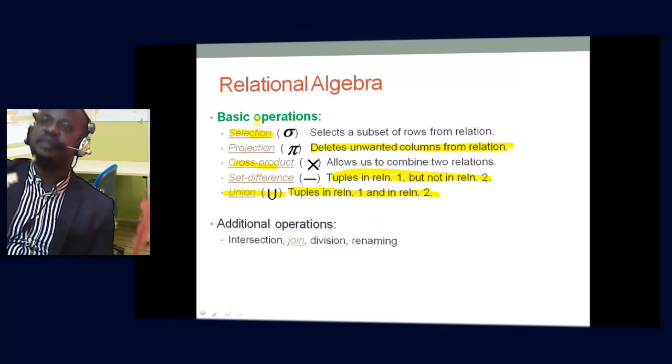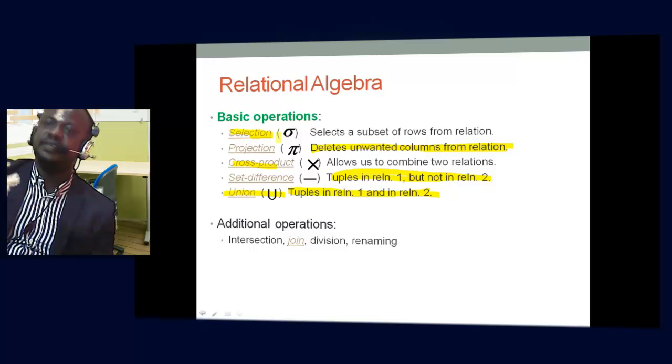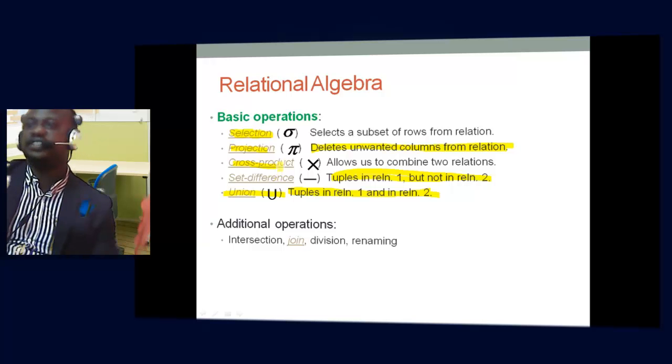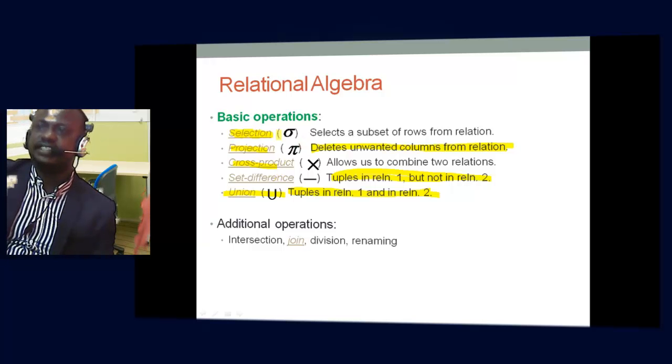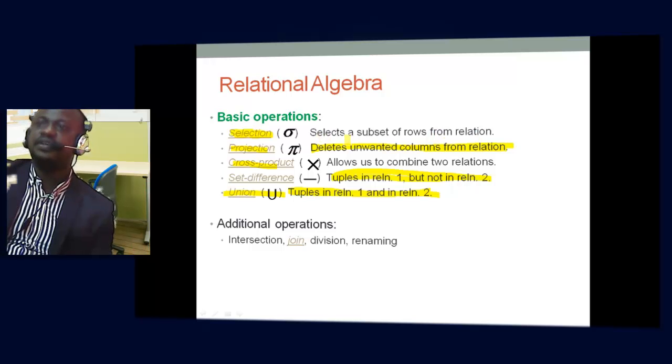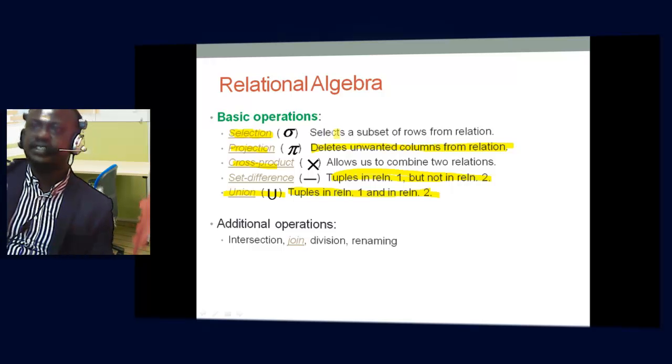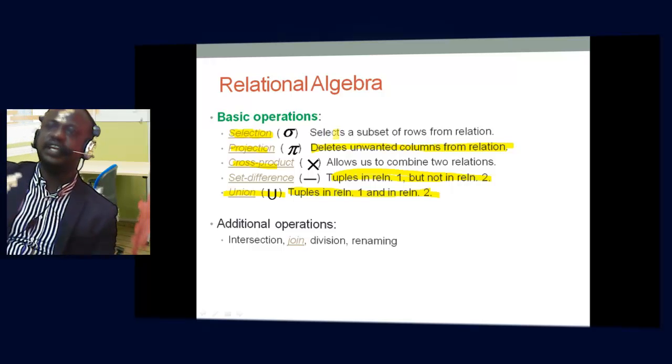Now, relational algebra basic operations, like we said, are selection, projection, product, difference, and union. These are the basic operations that we are going to consider. When we talk about selection, it selects a subset of rows from a relation. For example, let's say you have a table called student, and you are looking at a particular student.